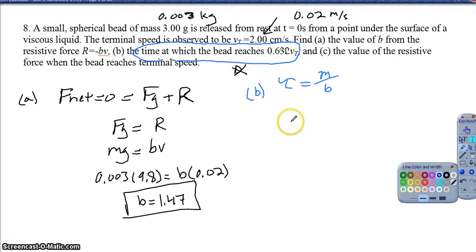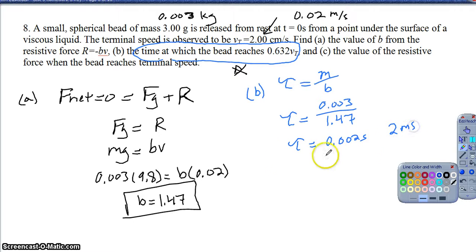So to find the time that it takes to reach 63.2% of its final terminal velocity, I simply need to know the mass, and I need to know my resistive coefficient, B. Well, I know both of those. The mass again being 0.003, and I now know that this B is 1.47. So finding my time constant, my tau, ends up being about 0.002 seconds, or if you prefer 2 milliseconds, either of those would be fine. But what that tells me is after 0.002 seconds, it has reached about 63% of its terminal velocity. Okay, so this is a tricky part.